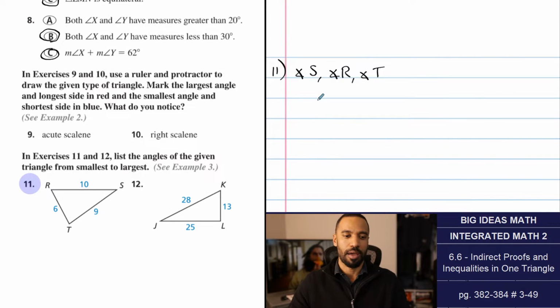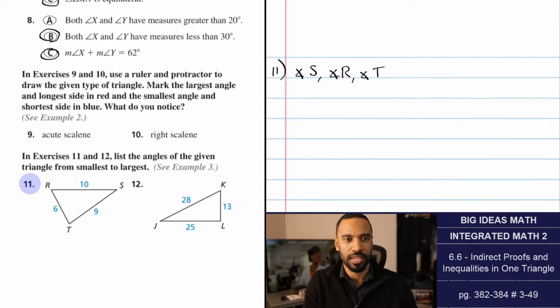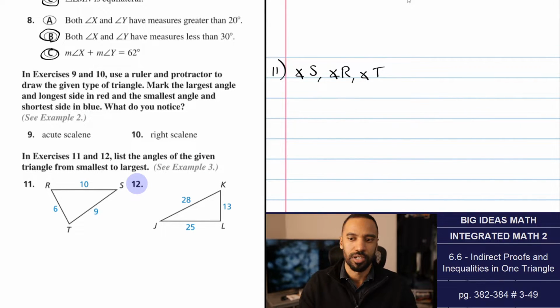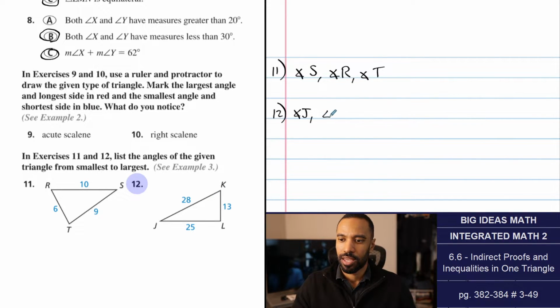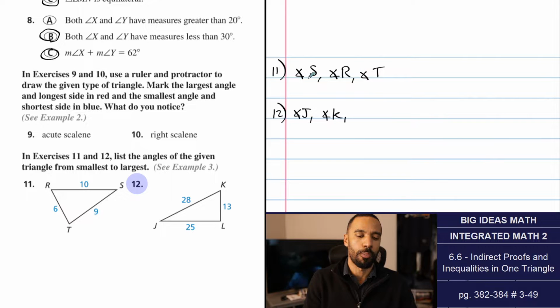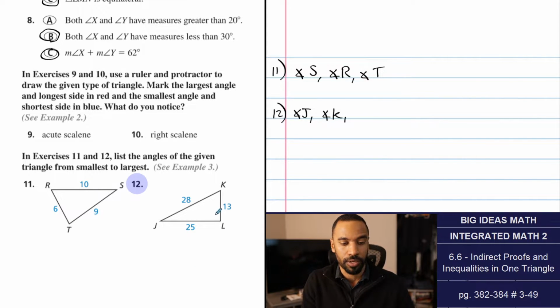That's how we're going to work that. I'm not going to copy down the diagram per se, it's just based off what we have there, because we can tell based off what the side lengths are. Number 12: opposite the 13 should be the smallest angle, J. So we have angle J first. And then opposite JL should be angle K. I don't want to say go by the drawing, and also don't assume this is a right angle or anything like that, but the drawing does seem to match up. And then opposite 28 is angle L, which is the largest one.